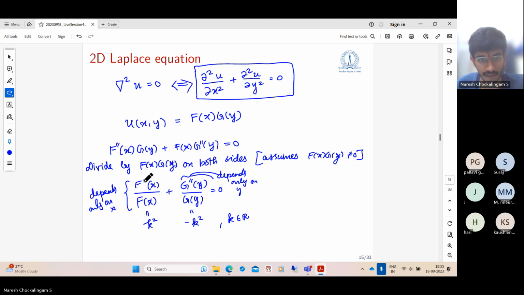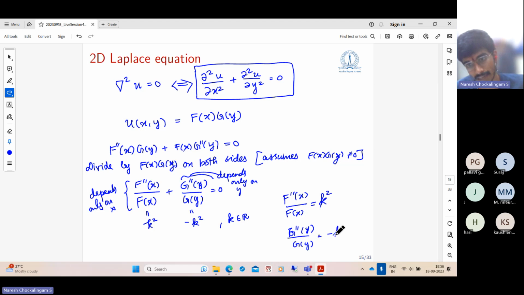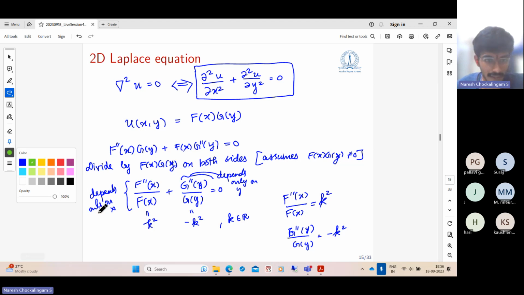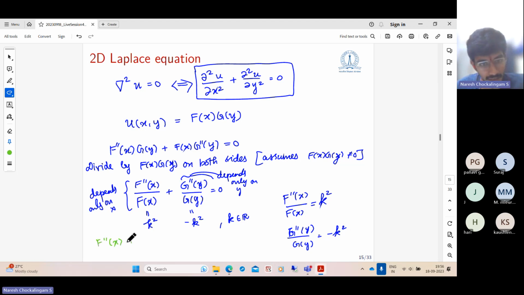K is some real number. Now you can split it into two different ODEs, where you get f double dash of x by f of x equal to k square, which is one ODE, and g double dash of y by g of y is equal to minus k square, which is another. So let's rearrange. You just have to solve two different ODEs, which are f double dash of x minus k square f of x is equal to 0, and g double dash of y plus k square g of y is equal to 0.